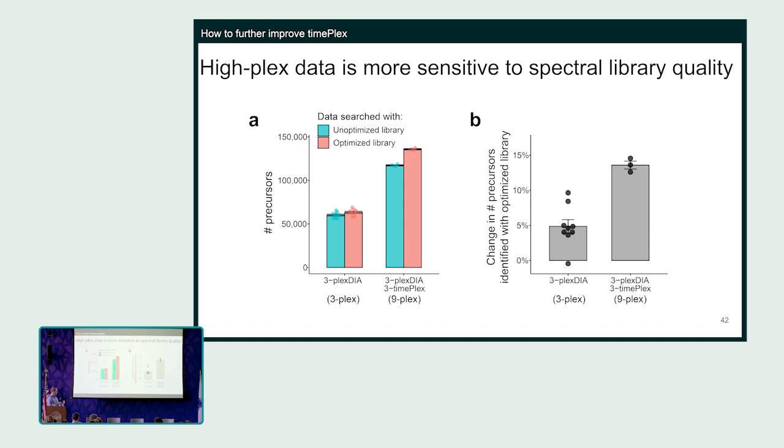Potentially this is because there's relatively low overlap, which Kevin was discussing earlier, so it's not a huge impact. But as you go to higher and higher plex, the spectral library becomes increasingly important. So this is something we think we can use to further improve the coverage, by very simply having spectral libraries that more closely reflect the empirically observed spectra.